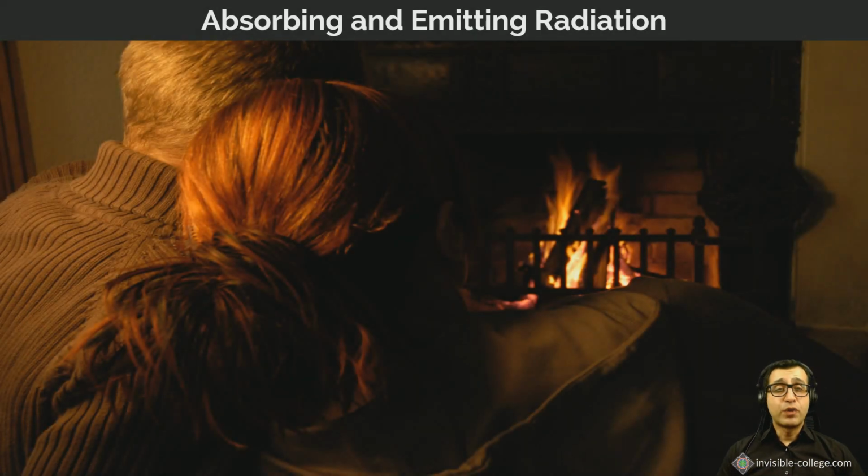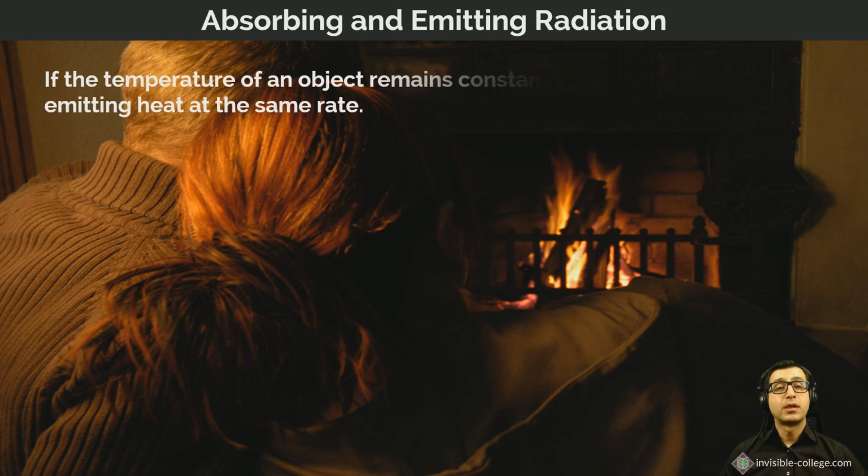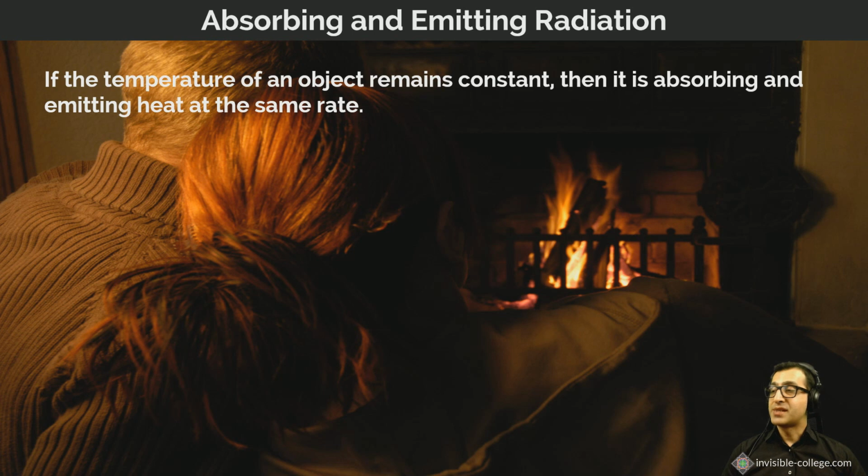So if the temperature of an object remains constant, then it must be absorbing and emitting heat at the same rate. So this is another common misconception, the idea that if an object is at the same temperature as its surroundings, it is not absorbing and it is not emitting. That's not strictly speaking the case. It is absorbing heat, it is emitting heat, but the two processes are happening at the same rate, and so there is no net absorption or net emission.